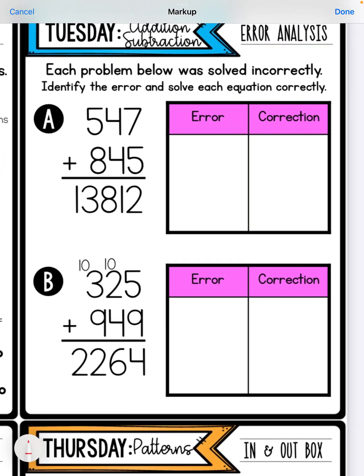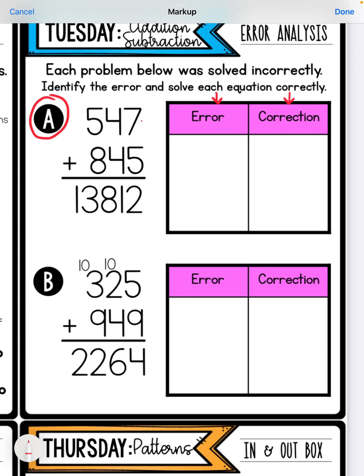For Tuesday, it says each problem below was solved incorrectly. Identify the error and solve each equation correctly. So we're going to do A together. We're just going to walk through and check how they did this so that we can write what the error is in this column, and then we need to put the correct answer in this column.